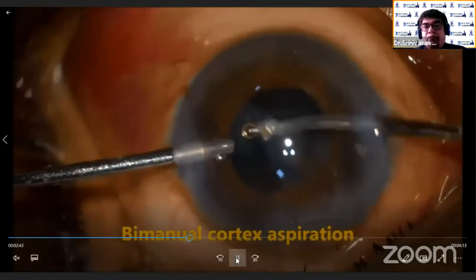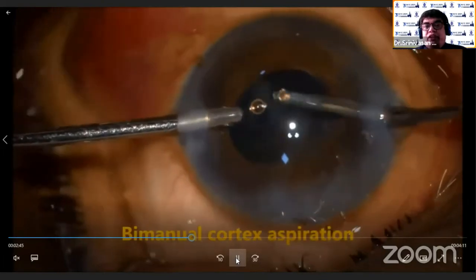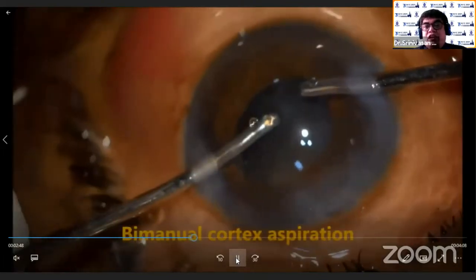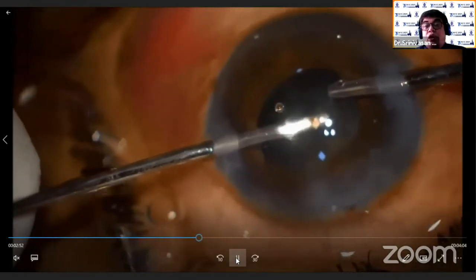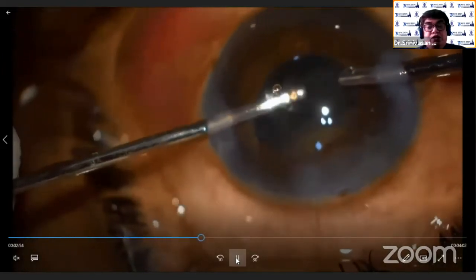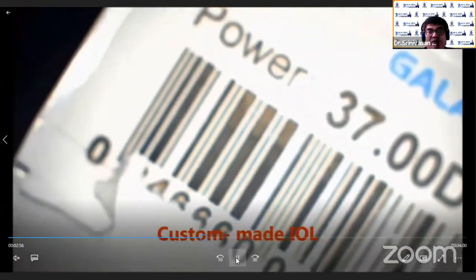Here, the important point to remember is to go clockwise. Why I am mentioning clockwise is, as you cannot visualize fully and you cannot stretch the iris, sometimes it can contract. Go clockwise, and you will not miss any cortex left out. You cannot visualize fully in all these small eyes.